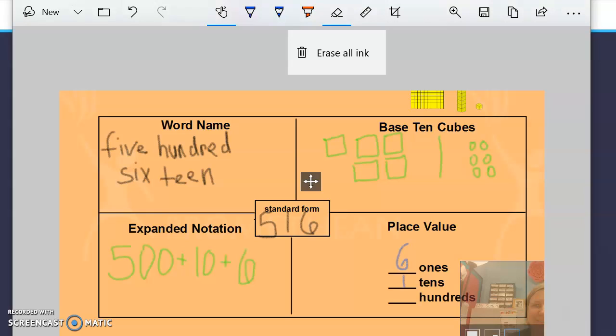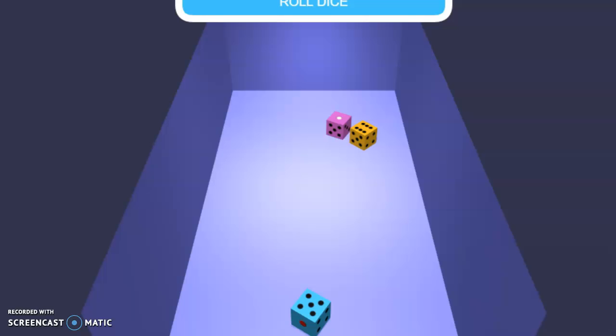All right, erase your board, or you can get another sheet of paper or just turn your paper over, and we're going to do it again, but with a different number. Go ahead and divide your paper into 4 sections. Okay, remember, our blue will be our hundreds, our purple will be our tens, and our yellow will be our ones. So let's roll our dice.